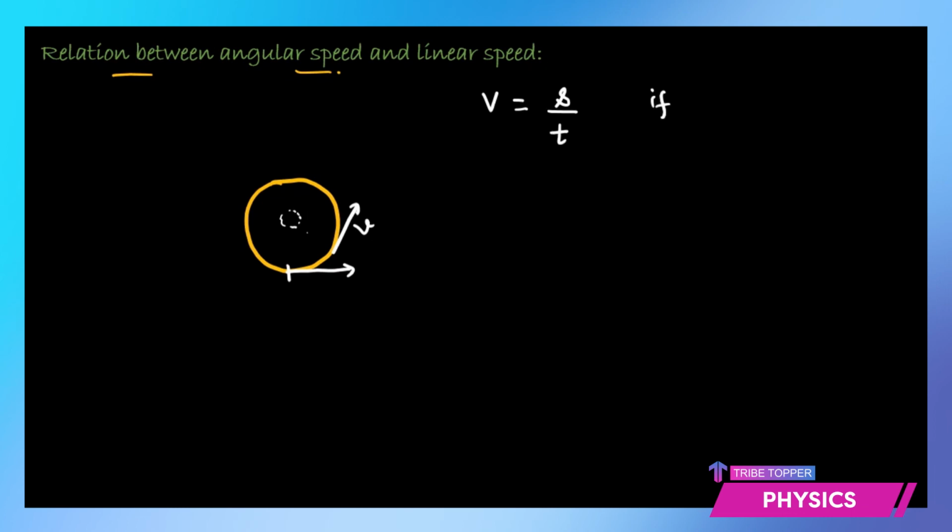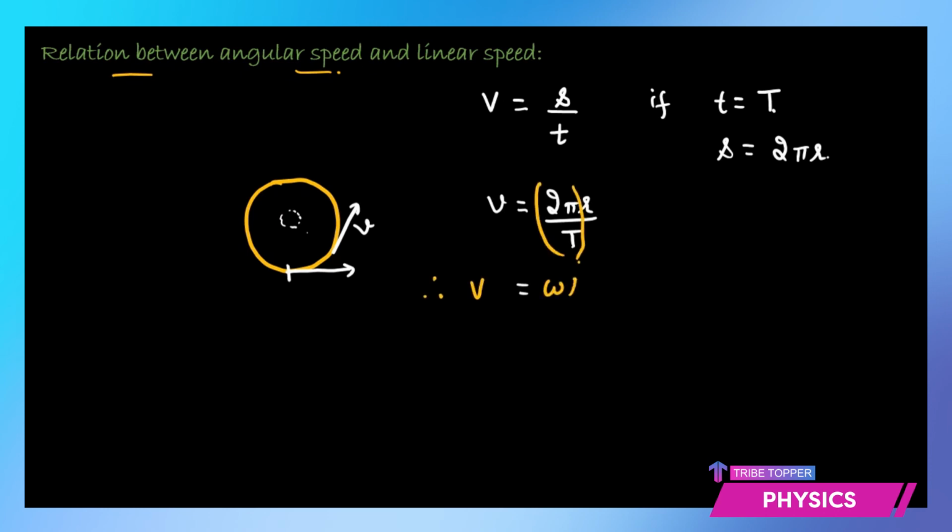If I say again that t is not any time but the time period, then S, the arc length, is going to be the entire circumference of the circle, 2 pi r. So in one time period, a full revolution is completed, and the length of arc traced out is the circumference. So linear speed is 2 pi r by T. Now, what is 2 pi by T? We just learned that 2 pi by T is omega. Therefore, v is equal to omega times r. Or sometimes you have to use omega, then that is v by r. This is how your linear speed and angular speed are related.